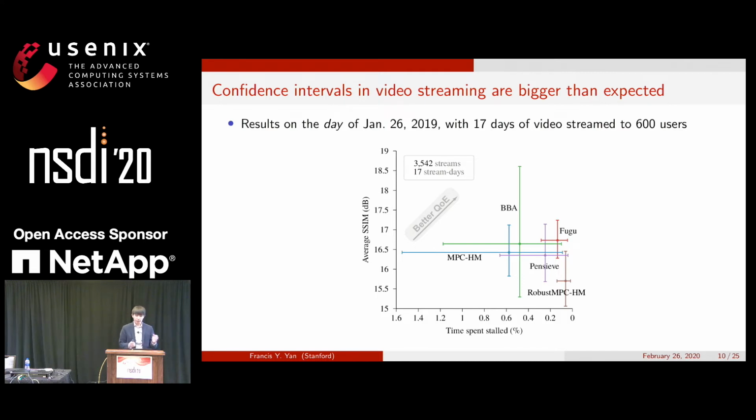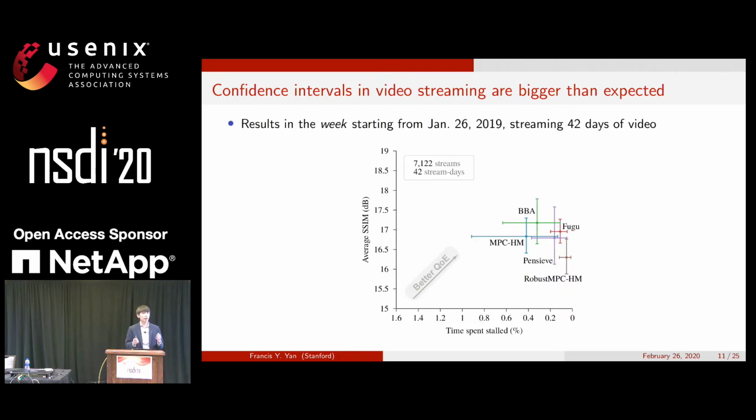For now, let's just look at those 95% confidence intervals around each point. You can see how big those confidence intervals are and how they are overlapping with each other. As a result, most schemes are statistically indistinguishable. This tells us if you perform an experiment that only streams 17 days of video, you can't really measure any benefits reliably. Any improvements you found could be just statistical noise if you don't collect enough data or consider the confidence intervals. So we ran it longer.